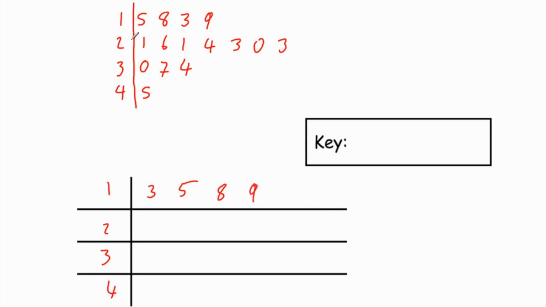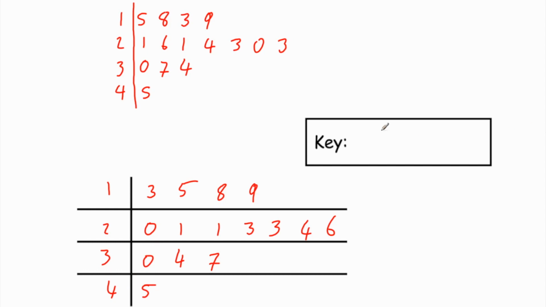And they're in order. Now if we look at our 20s row, our smallest number is a 0, so that's 20. And then we've got two 1s, so 21, 21. And then we've got 23, 23. And then we've got 24 and 26, so 4 and 6. Just putting these leaves in order, the 1, 6, 1, 4, 3, 0, 3, I've put them in order as 0, 1, 1, 3, 3, 4, 6. Our 30s row, we've then got 30, 37 and 34, so we're going to put our 0, our 4 and our 7 in order. And finally we've got our 45, so we'll put our 45 there.